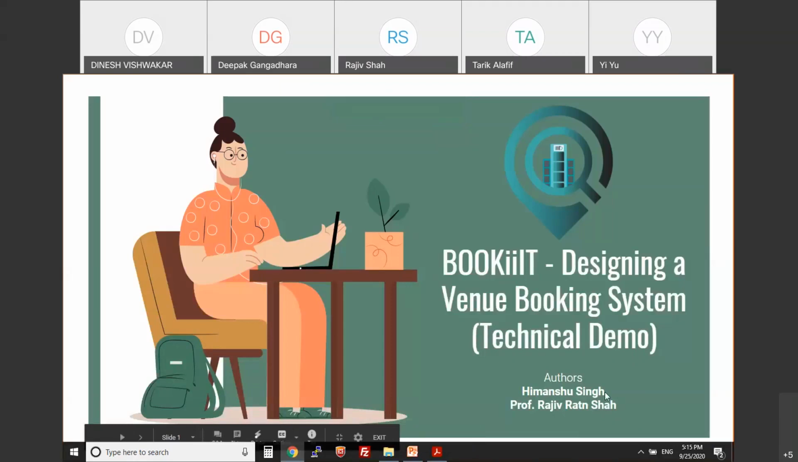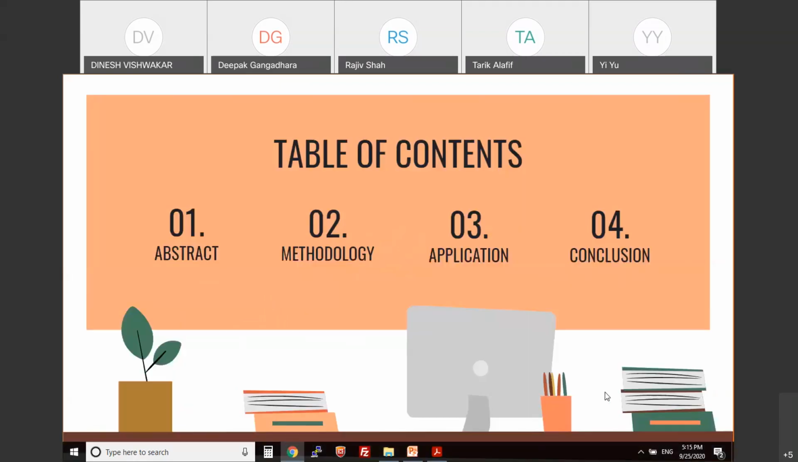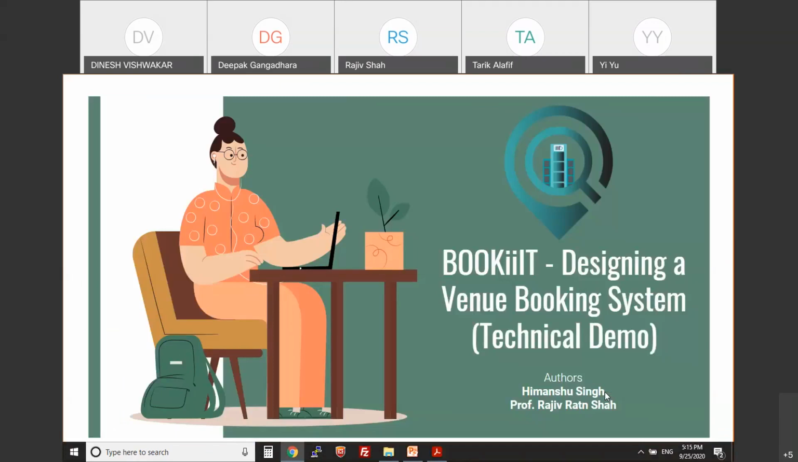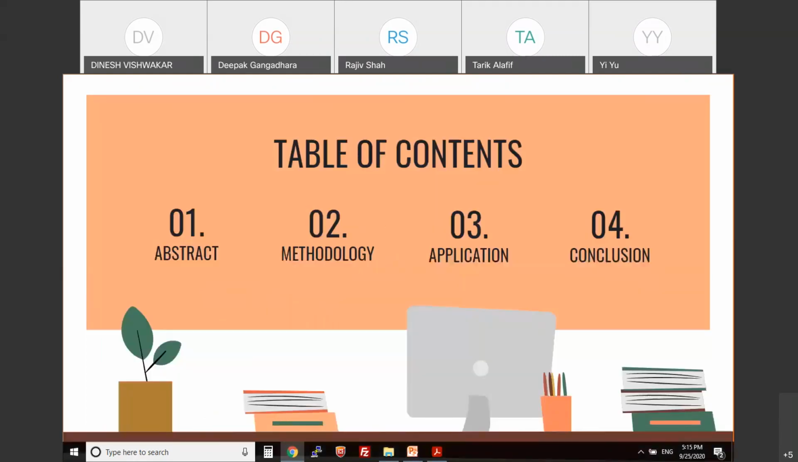Okay. Yeah, good afternoon all. Sorry for the inconvenience caused. I will quickly complete this presentation. My name is Himanshu Singh. Under the guidance of Professor Rajiv Ratan Shah, I designed and developed a venue booking system. We took a use case of Triple IT, for which we named it Book Triple IT. So it's basically Book IT.